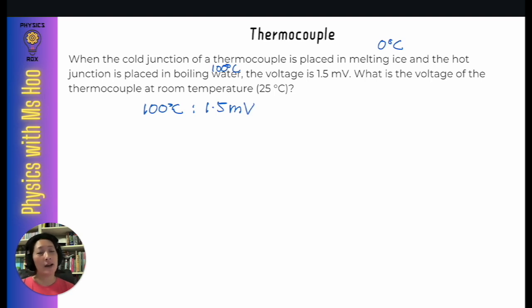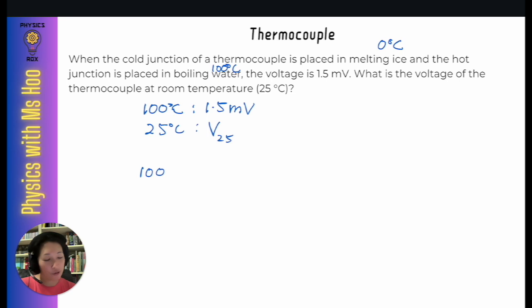They want us to find out the voltage of the thermocouple at room temperature, which is 25 degrees Celsius. So we have an unknown voltage here. I'm just going to write this unknown voltage as V25. So in this case, can we use a formula? You can, but there's nothing to minus. Because we have the values like this, and I've written this in ratio method, let's just use the ratio method straight away. So we're going to write this side by side.